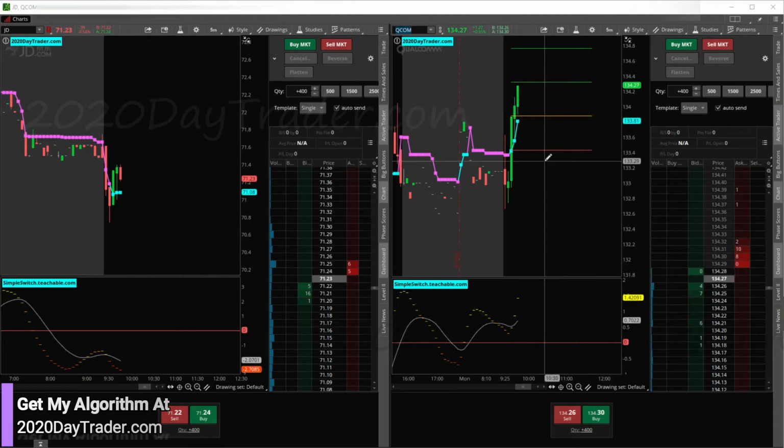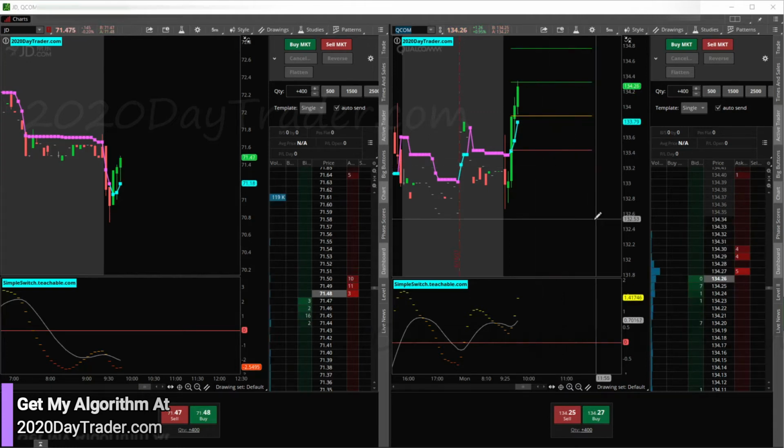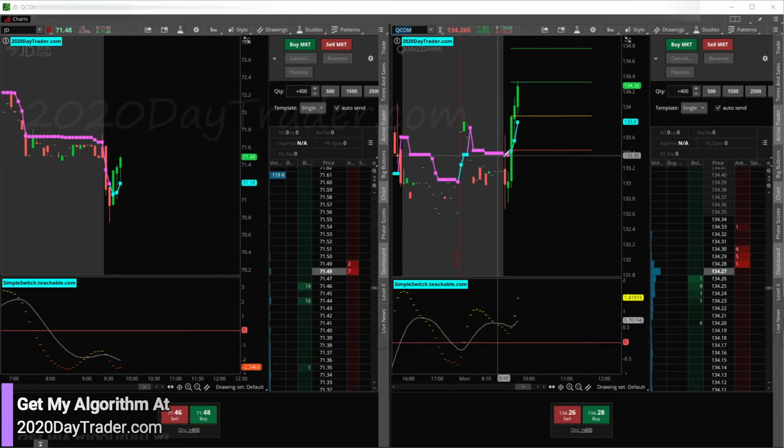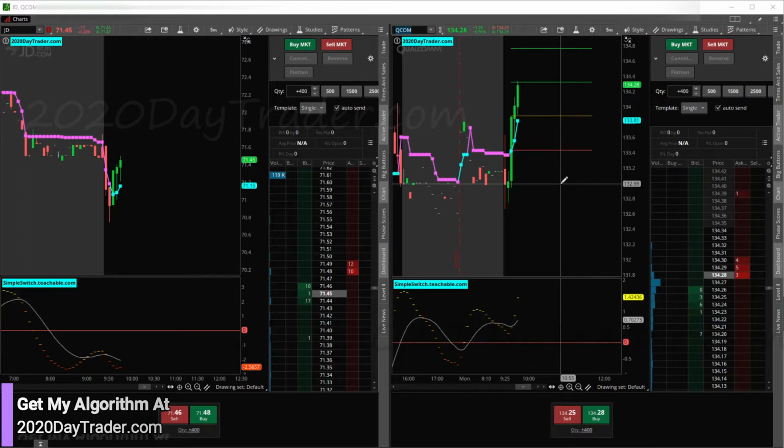But if it does do a switch back, we'll jump in on a switch back trade. Okay, so QCOM was clearly a winning trade. I should have traded that. That's too bad, missed out on it. And now we'll have to look for the switch back.